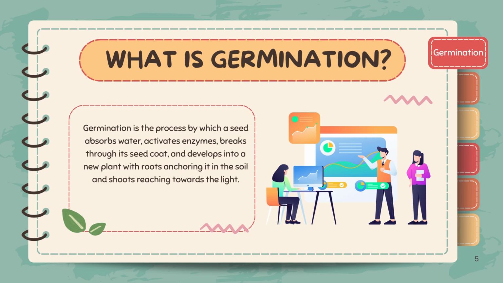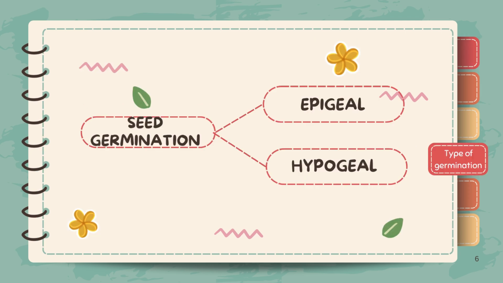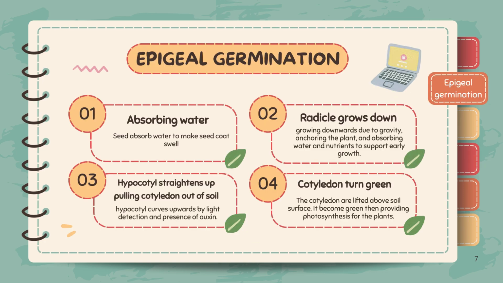What is germination? Germination is the process by which a seed absorbs water, activates enzymes, breaks through its seed coat, and develops into a new plant with roots anchoring it in the soil and shoot reaching towards the light. There are two types of seed germination, which are epigeal and hypogeal.